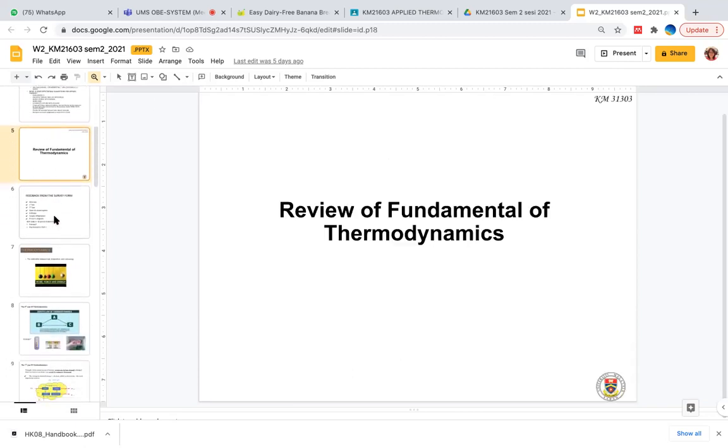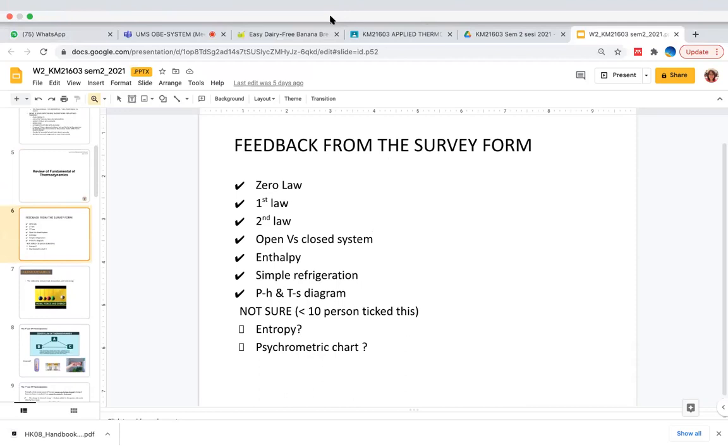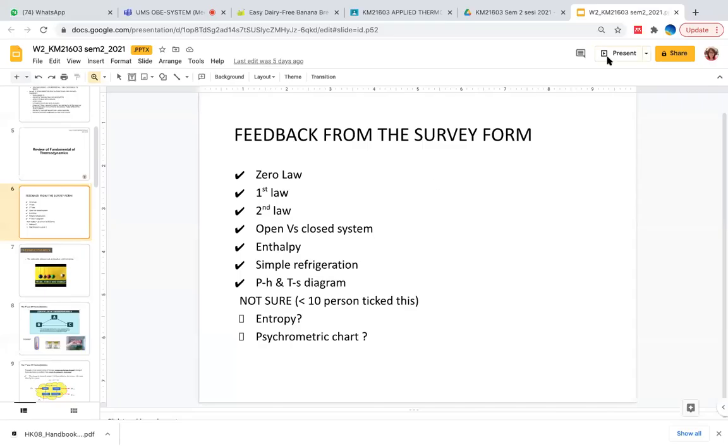So I also made a feedback question about what you have learned from your engineering course. You told me that you learned about the energy balance, zeroth law, first law, second law, open and closed systems, enthalpy, but I'm not sure about entropy and the psychrometric chart. Because if you learn about simple refrigeration, you should know how to use the psychrometric chart. Yet in the feedback form, less than 10% ticked it.